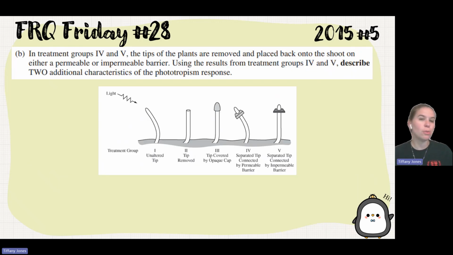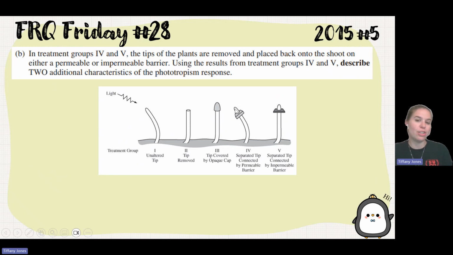Part B says in treatment groups 4 and 5, the tips of the plants are removed and placed back onto the shoot on either a permeable or impermeable barrier. Using results from treatment groups 4 and 5 describe 2 additional characteristics of the phototropism response. So I see here that I have a permeable barrier and it does grow toward the light. Versus here, I have an impermeable barrier.